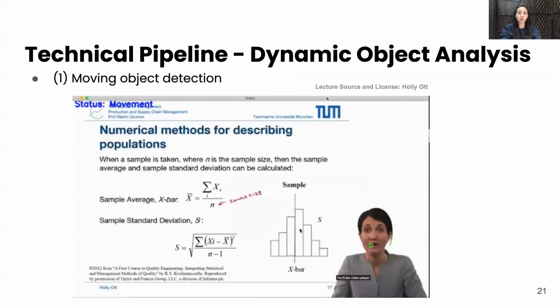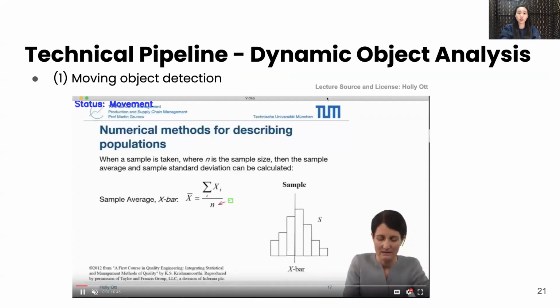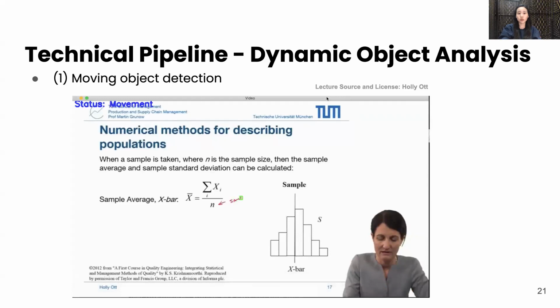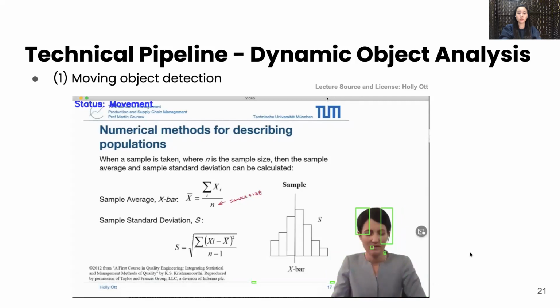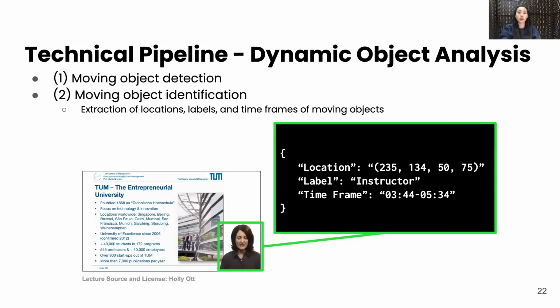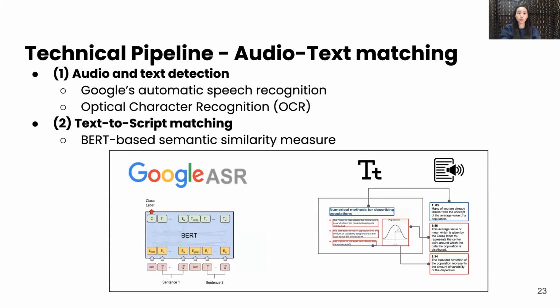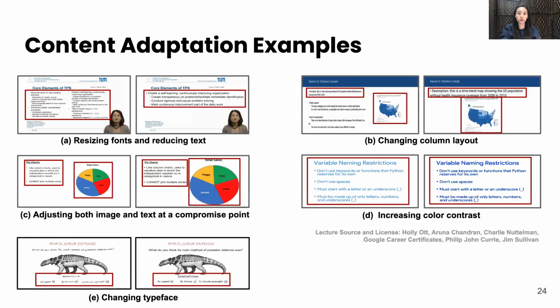Another characteristic of video lectures is that they contain dynamic objects such as talking head instructors and real-time handwritings. To extract those elements, we first detected the movements in the videos and then identified them using the results of static object detection in the previous step. As a next step, we built mappings between the text elements on the screen and the audio narrations to display the decomposed elements at the right timing after the adaptation.